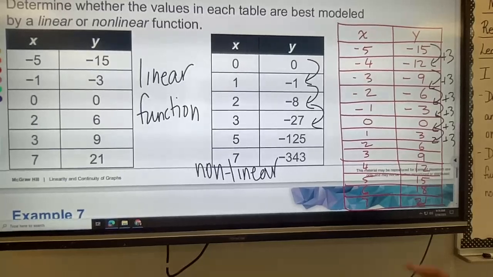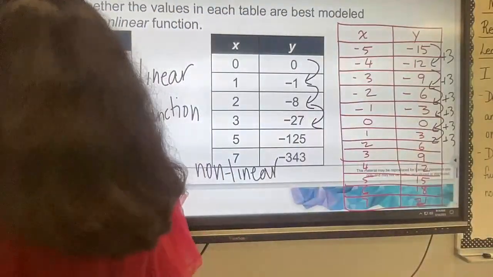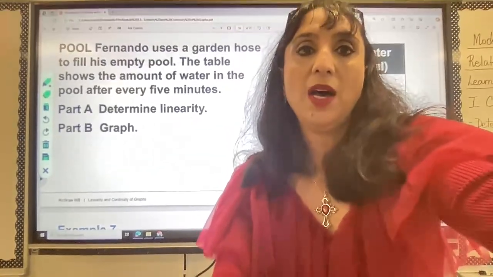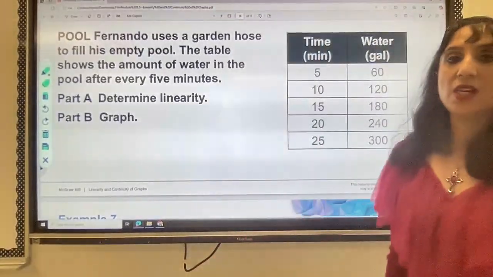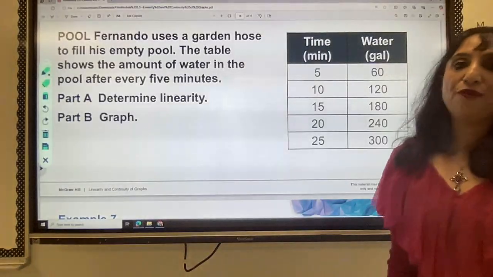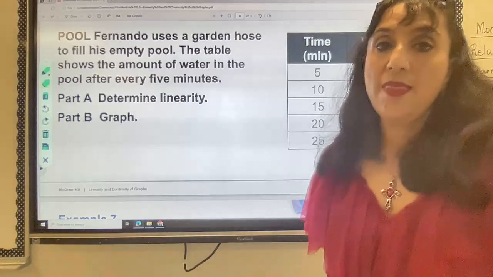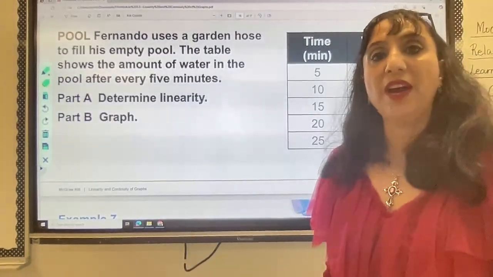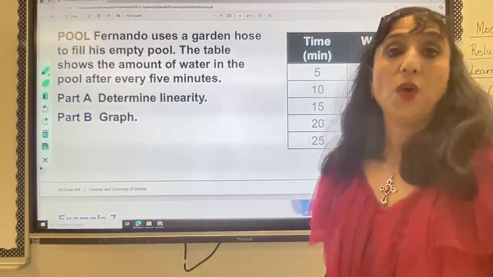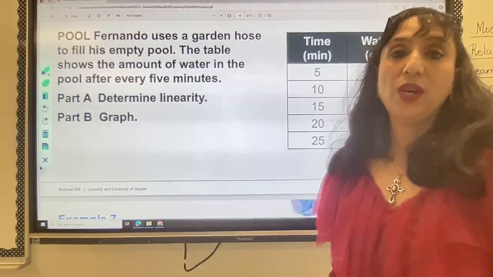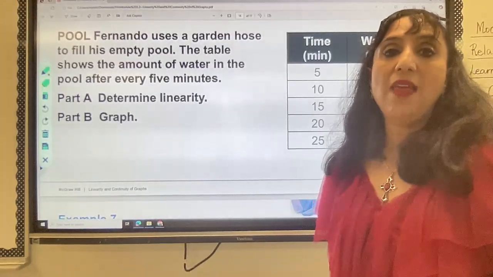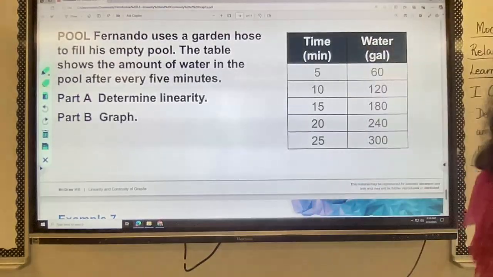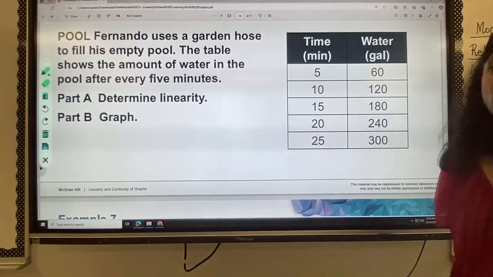Let's do one last problem. So here's the last problem. Fernando uses a garden hose to fill his empty pool. The table shows the amount of water in the pool after every 5 minutes. So first we are going to determine linearity, and then we are going to graph it. So let's see if there's a pattern involved.